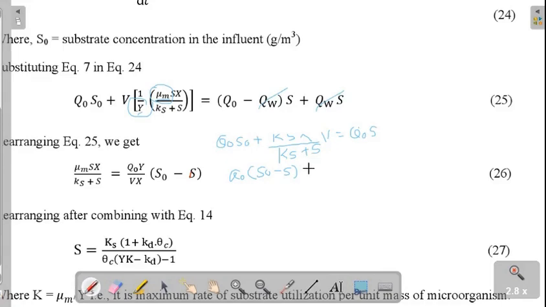Plus, I'm just taking this one, mu m S X by Ks plus S. I'm taking this part as Q by V X. Okay, fine. One second, I will just tell you.